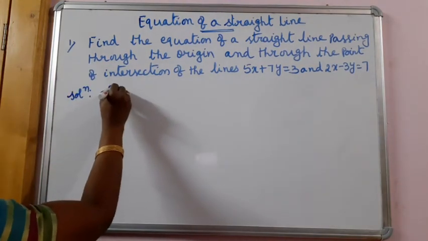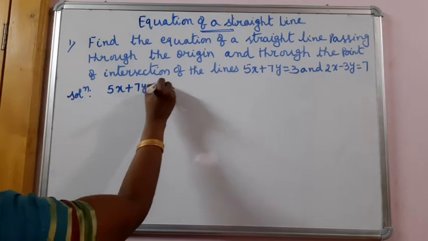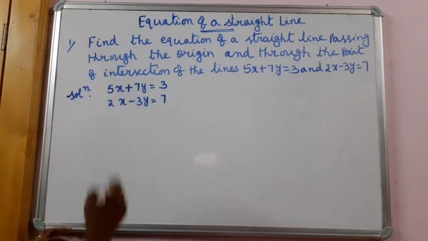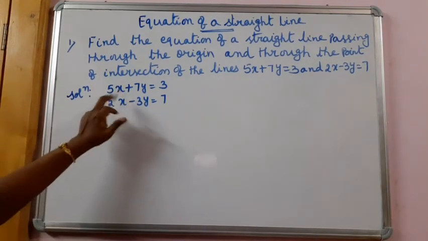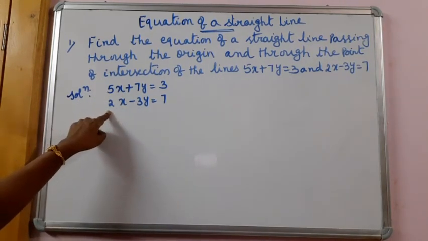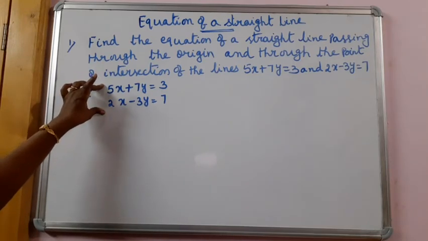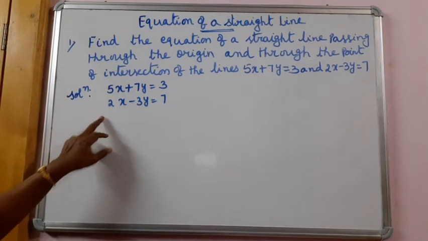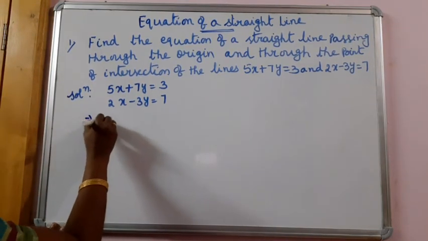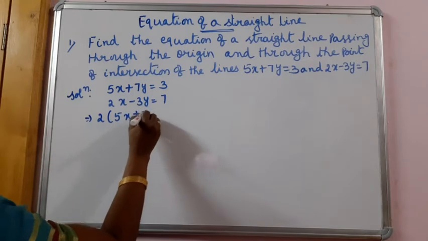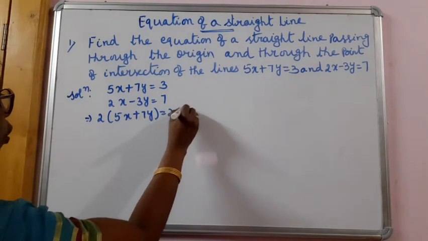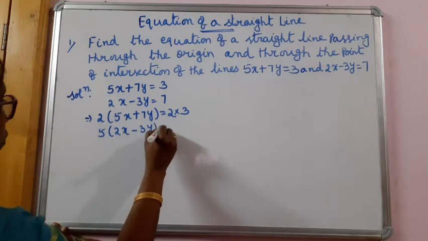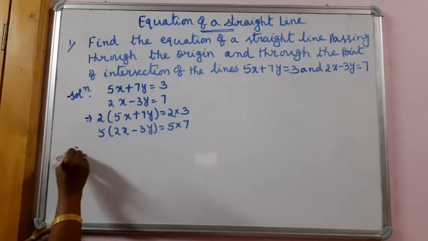The two equations are 5x plus 7y is equal to 3, and 2x minus 3y is equal to 7. So your coefficient of x is 5, your coefficient of x is 2. In order to make the coefficients of x same, let us multiply this equation by 2 and this equation by 5. So 2 into 5x plus 7y equal to 2 into 3. This is 5 into 2x minus 3y is equal to 5 into 7.